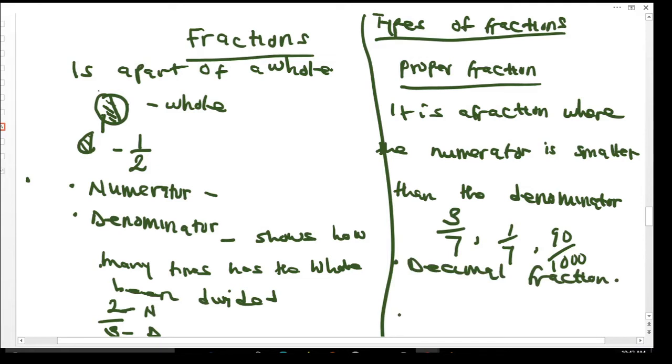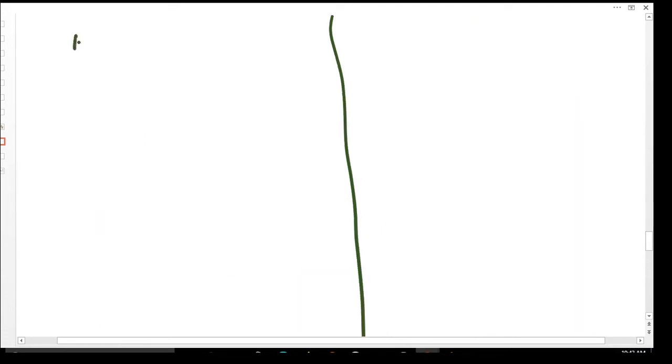Then another basic type of fraction is what we call the improper fraction. This improper fraction is the opposite of the proper fraction, whereby a proper fraction has a numerator which is smaller than the denominator.